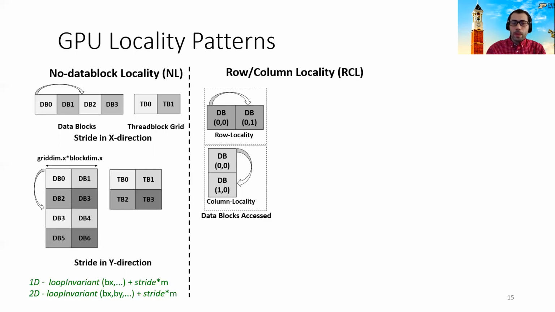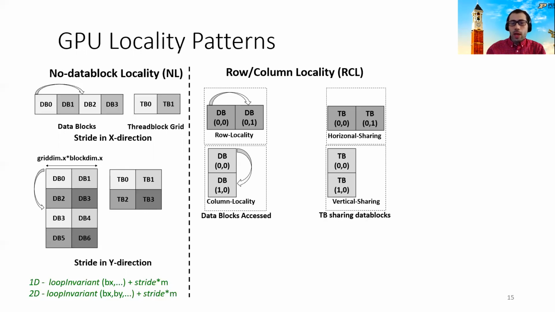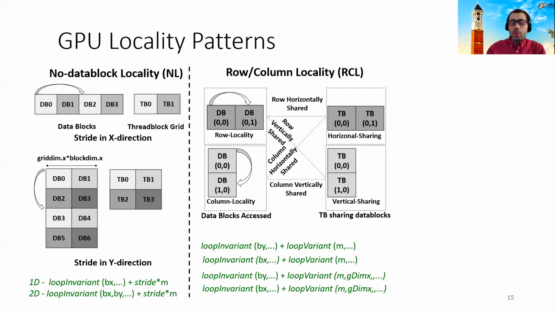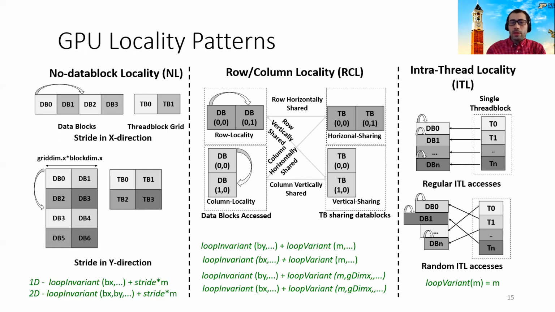The second locality pattern is row and column locality, in which data blocks are accessed in either the row or column directions, and they are accessed by either a row or a column of thread blocks from the two-dimensional thread grid. Making all these 2x2 combinations gives us 4 different sharing patterns. The last type is intra-thread locality, in which individual threads within a single thread block exhibit intra-thread spatial locality across regular or random axes. Finally, if the array index does not match one of these locality types, we leave it as unclassified and the default placement policy is used.